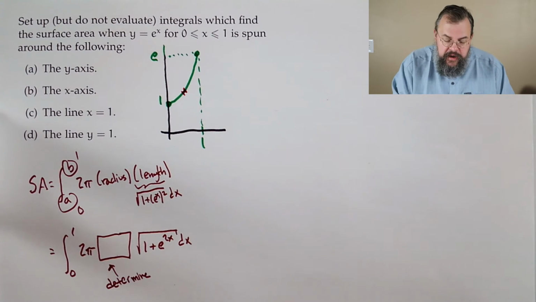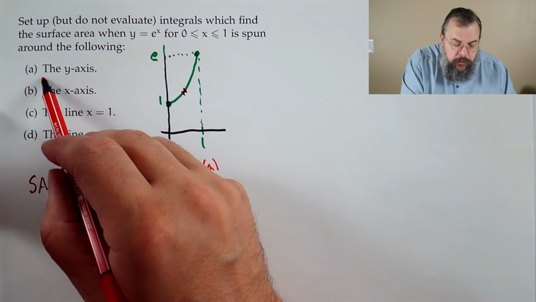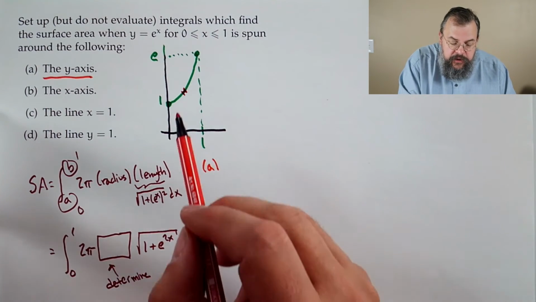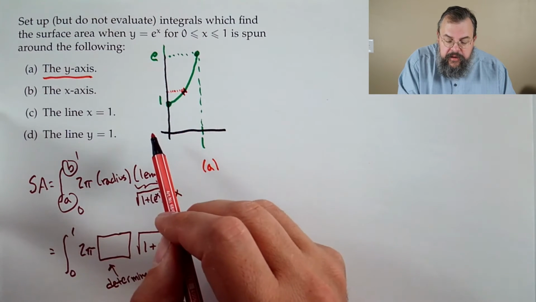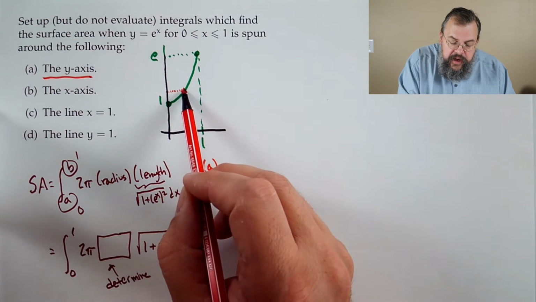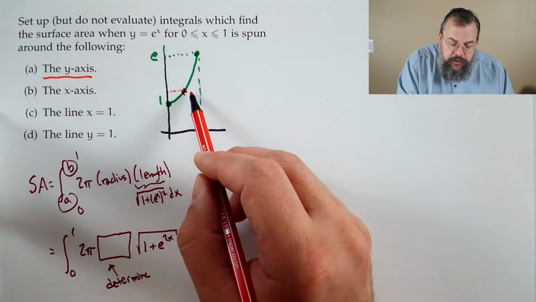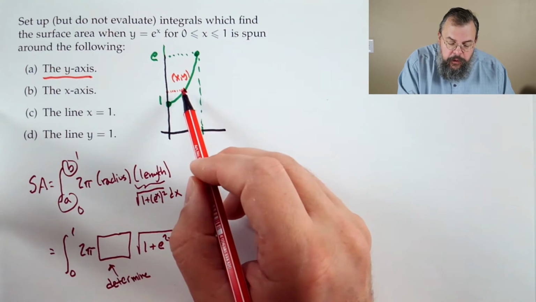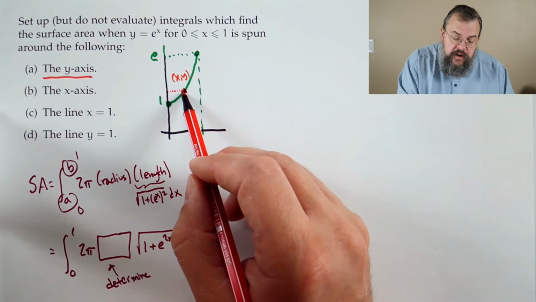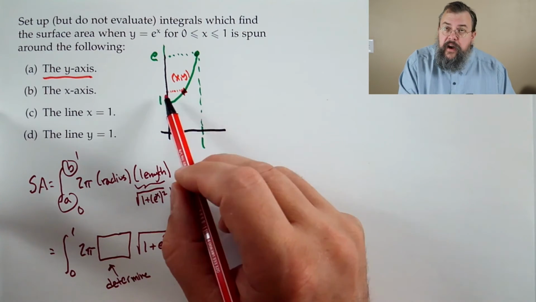So for part A, we're going around the y-axis. If we go around the y-axis, that says we're going over to here. That's the y-axis. So what's my distance from a point? If you like, you can think of this as a point x comma y. What's this distance here to the y-axis? Well, it's the x value.